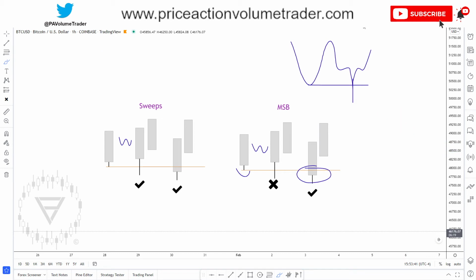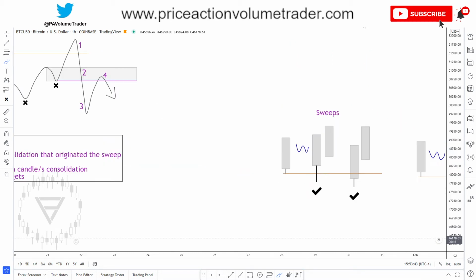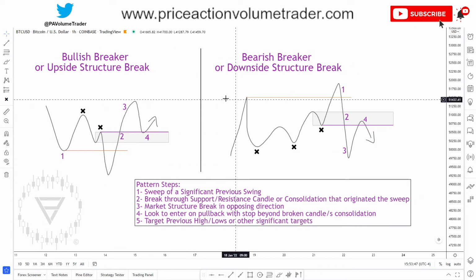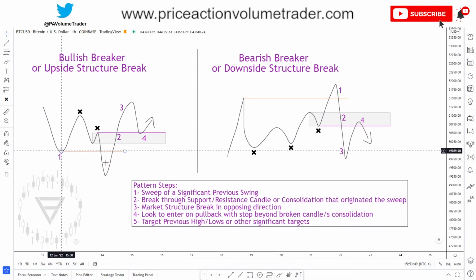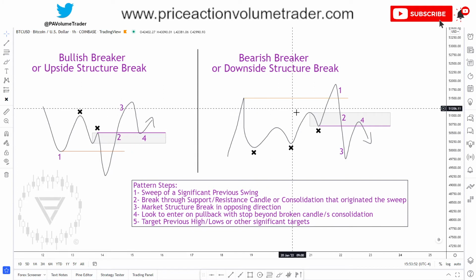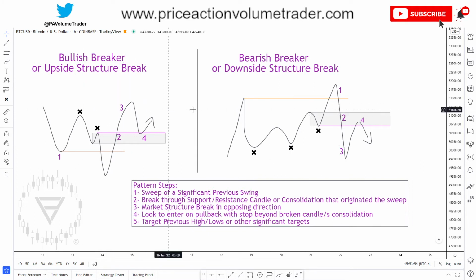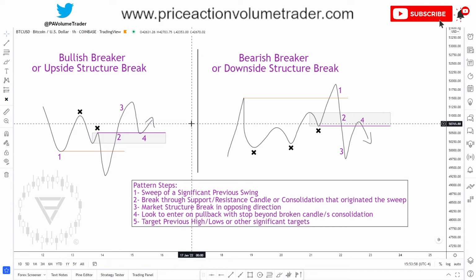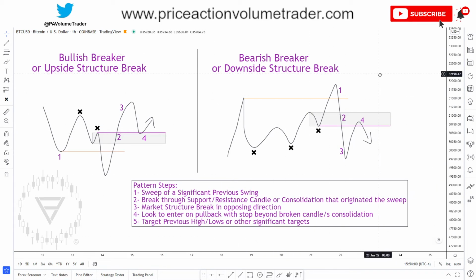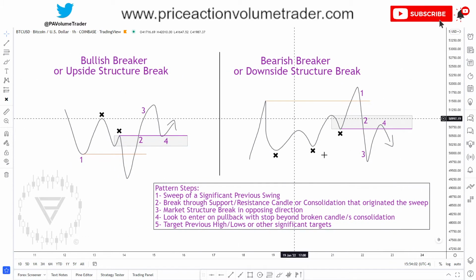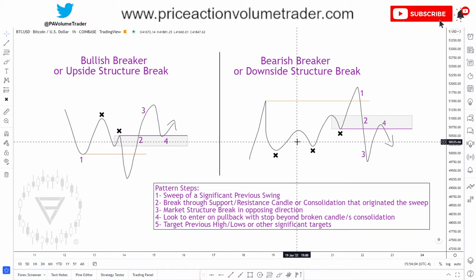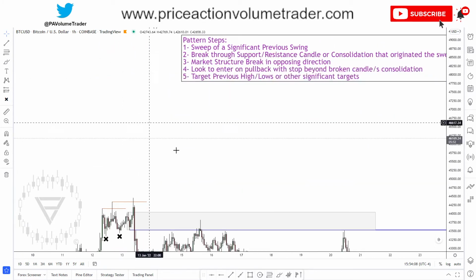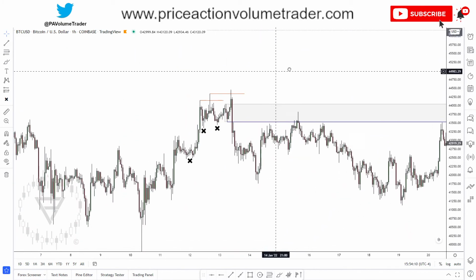So this is just an important distinction that you want to remember, because like we said, the first step is the sweep, and then the third step is the actual structure break in the opposite direction. Okay? And so these are basically the 5 steps we're going to look for, and I'm going to go over now 5 examples in different markets and different time frames so you can see how this all plays out.